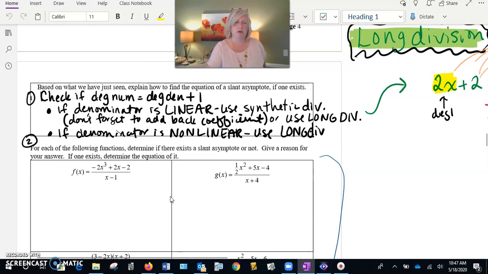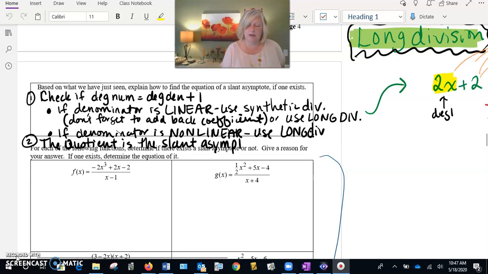All right, so I just thought I would talk about that. All right, and then just adding in the second bullet right there is me just saying the quotient, regardless of which technique that you use, the quotient is the slant asymptote.